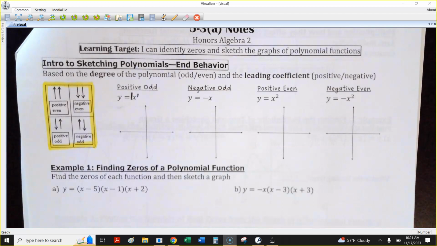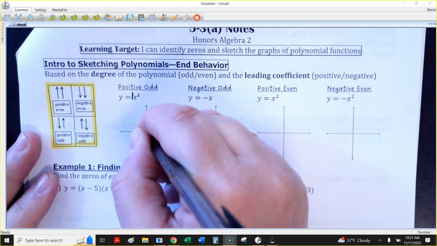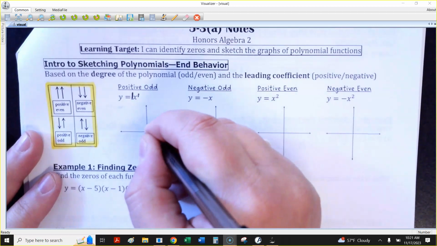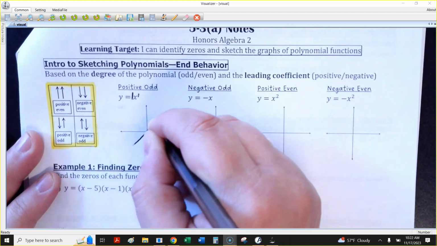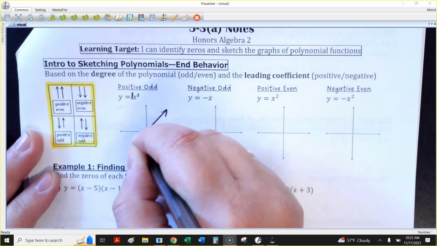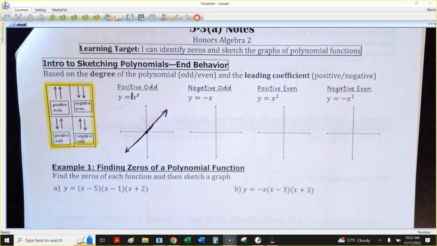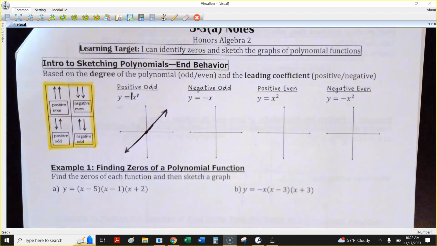So if you just thought like y equals mx plus b, this would start at the origin, and you would just go up 1 over 1, up 1 over 1. I'm just going to sketch a picture. This would be, if I did a good job drawing this, a perfect diagonal right through the first and third quadrants on the graph. So that's a positive odd function, just as an example. Okay, so it's a line with a positive slope is what it looks like.